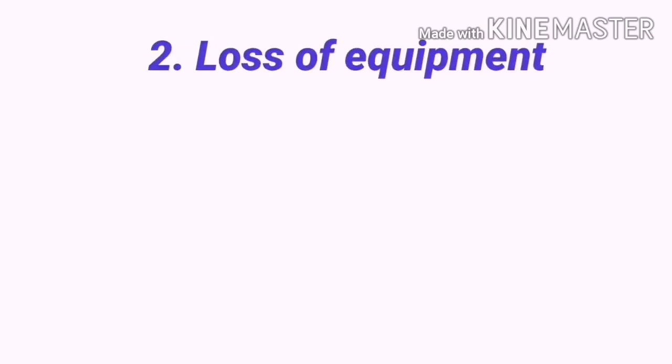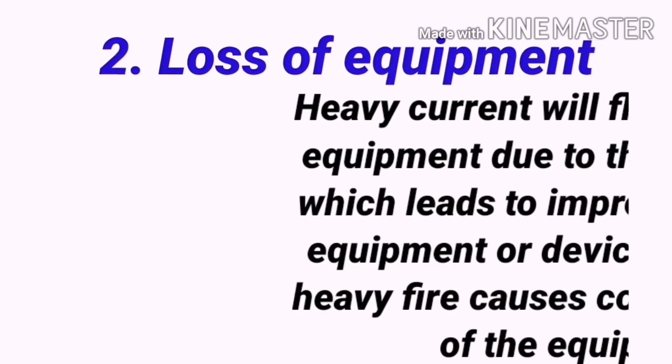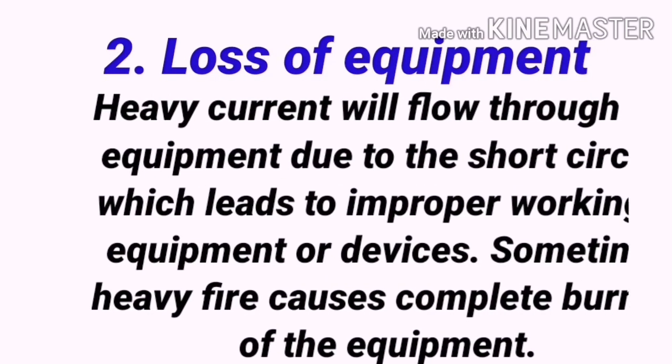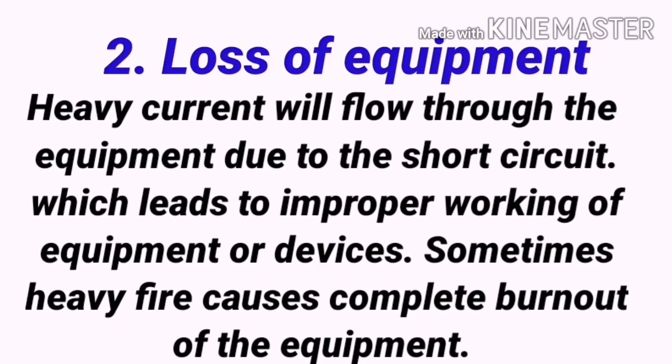After overcurrent flow, the next one is loss of equipment. See it very carefully. Heavy current will flow through the equipment due to the short circuit, which leads to improper working of equipments or devices. Sometimes heavy fire causes complete burnout of the equipment.